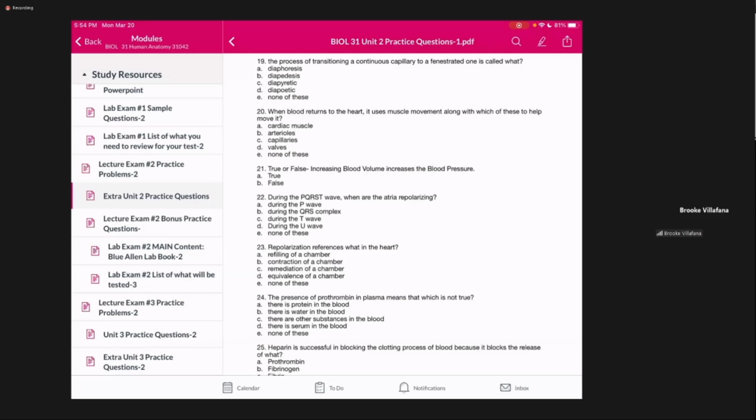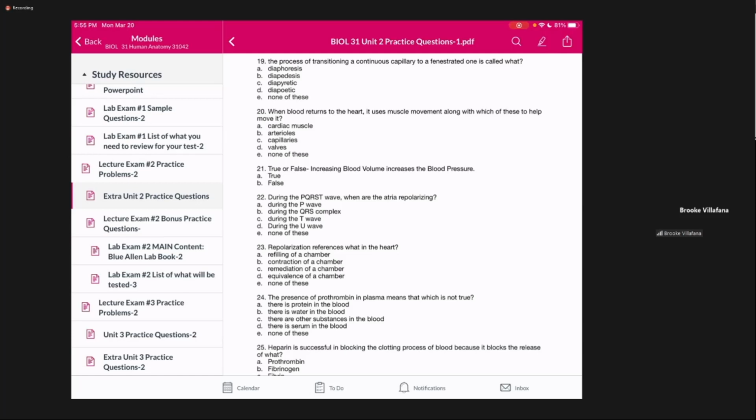All right, 22, during the PQRST wave, when are the atria repolarizing? So during the P wave, those atria are depolarizing or contracting. During the QRS complex, the ventricles depolarize or contract. During the T wave, the ventricles repolarize or refill. The atria repolarize or refill during B, the QRS complex. In this class, you guys don't learn about a U wave. That's something that you'll cover in nursing school, but you don't learn about the U wave now.